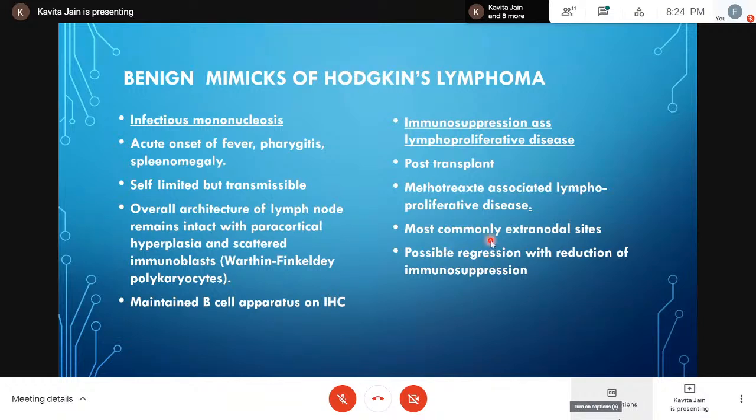Now, most commonly, these immunosuppressive lymphoproliferative diseases are seen at extranodal sites. As I mentioned during the staging 1E, the primary classical Hodgkins at extranodal sites either turned out to be NHLs or associated lymphoproliferative diseases. So it was seen that there was a possible regression with reduction of the immunosuppressive therapy.